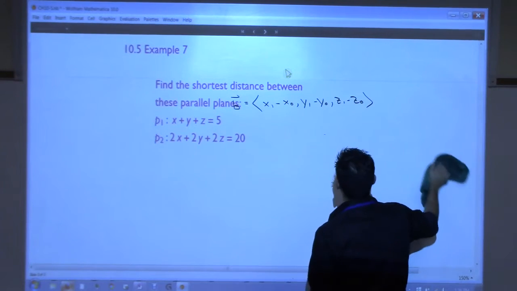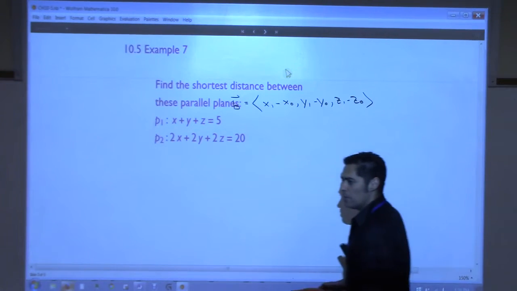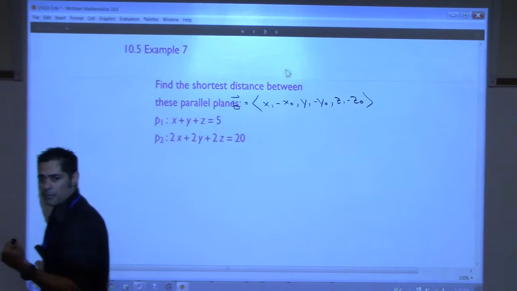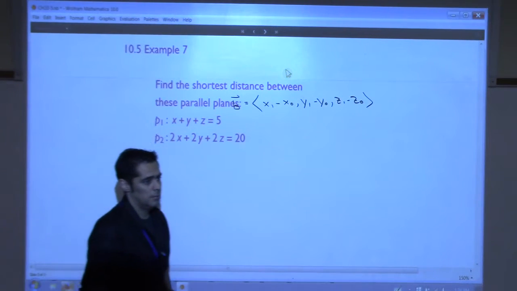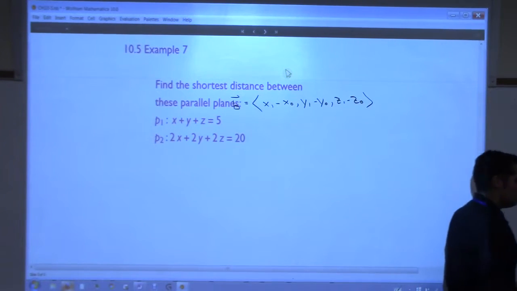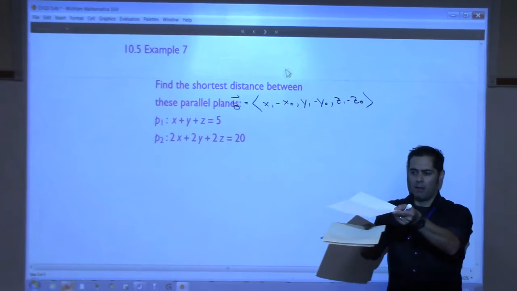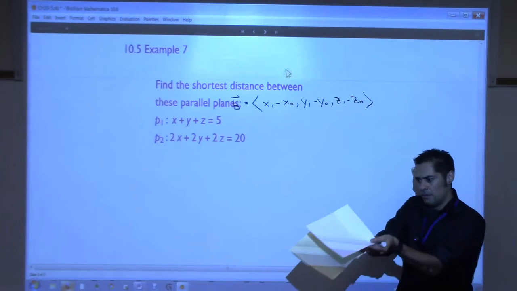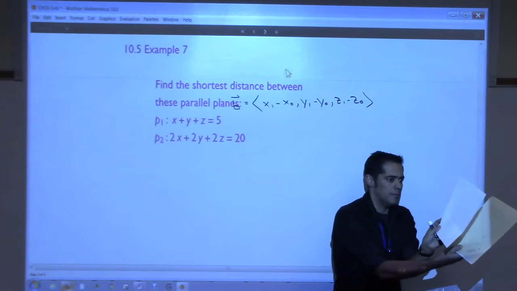All right. Now we test to see if you can think a little bit outside the box here. The formula I just gave you was the formula for finding the distance between what? The shortest distance between a plane and a point. Look at this question. Find the shortest distance between these parallel planes. So I'm telling you you have two planes and that they are parallel, right? These are parallel planes. Find the shortest distance between them.